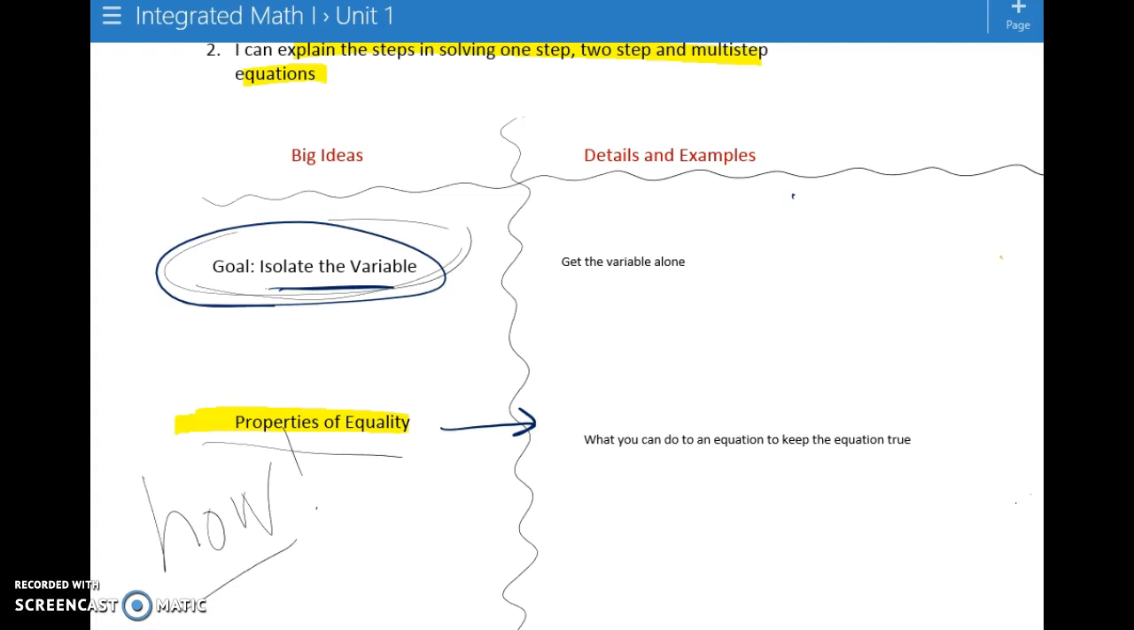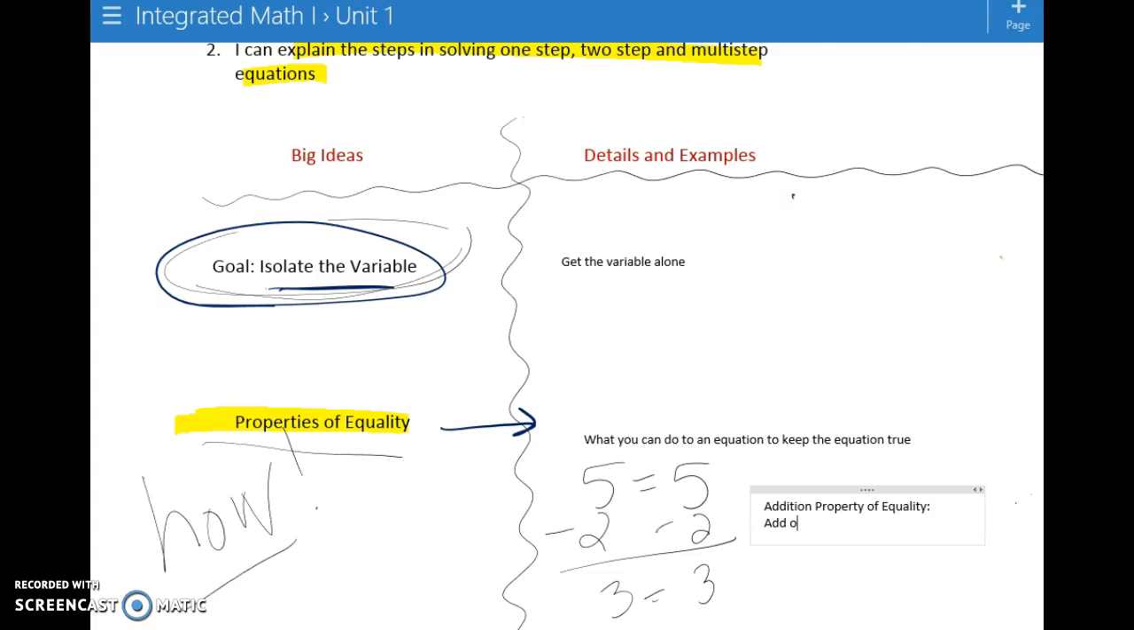So here are a few examples. What if we had 5 equals 5? That is a true statement, a true equation. What if I subtracted 2 on both sides? I would get 3 equals 3. The property of equality that I used here is the addition property of equality.